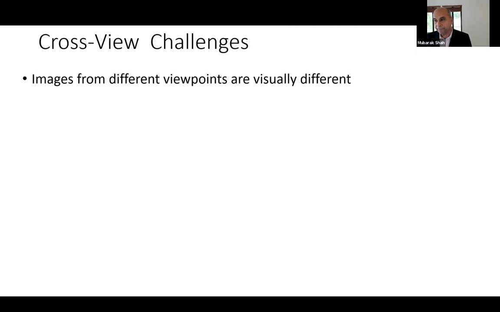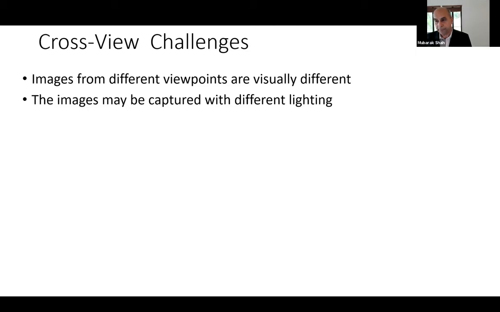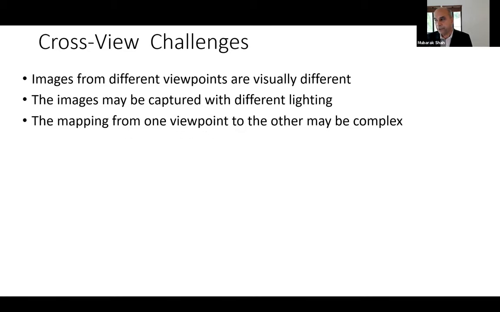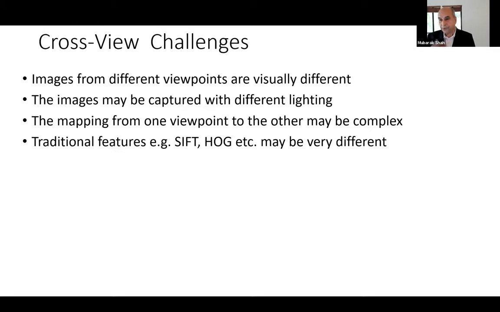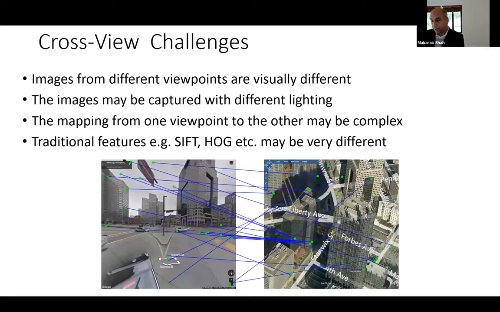So images from different viewpoints are visually different, okay? And images are captured under different lighting conditions. From one viewpoint to another, it maybe complex. So traditional SIFT, HOG, and all these classical features we use will be very different. So here's an example. This is a ground image, and this is the bird's eye view, oblique view image. And all these matches are wrong using SIFT points, okay? So that's a big problem. Therefore, we cannot continue with this method.